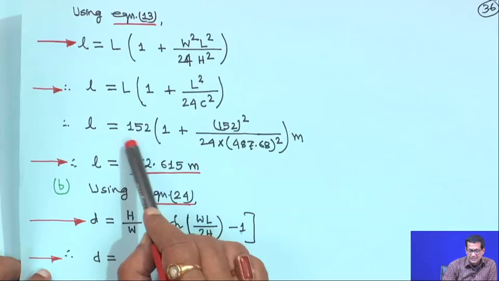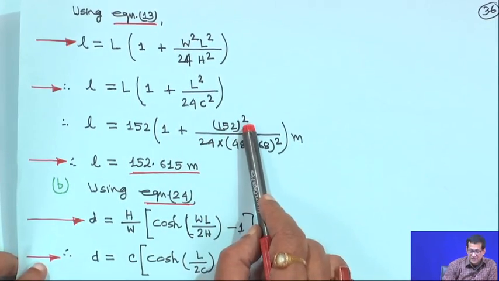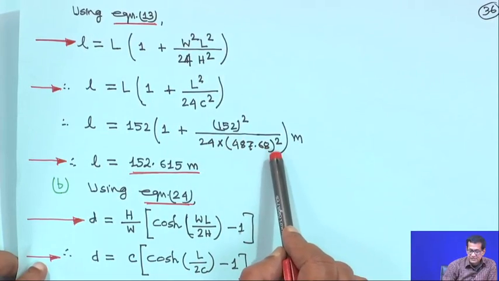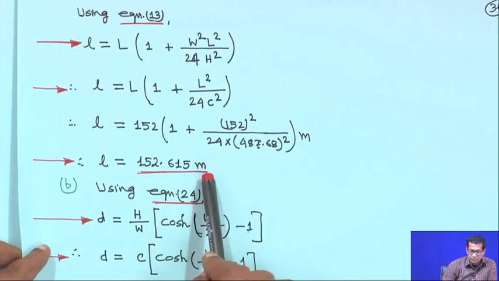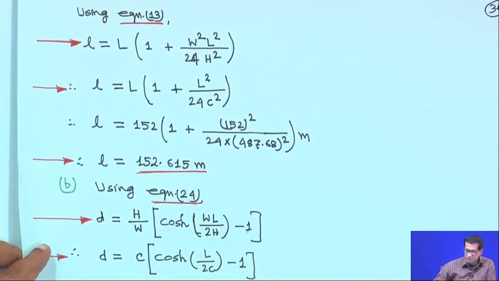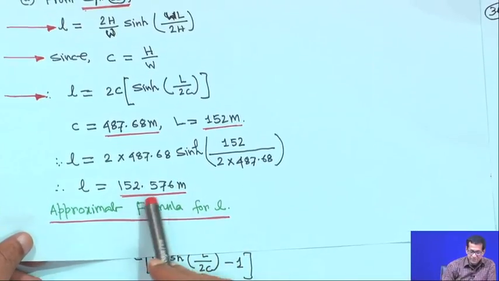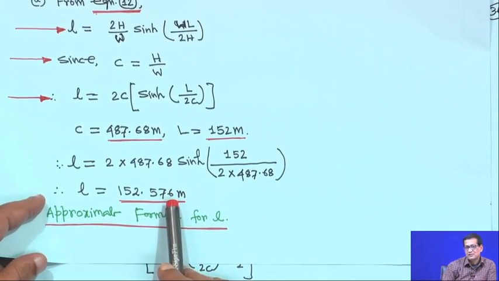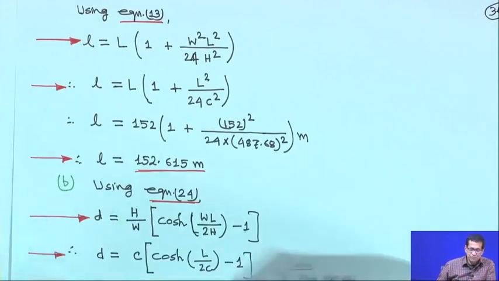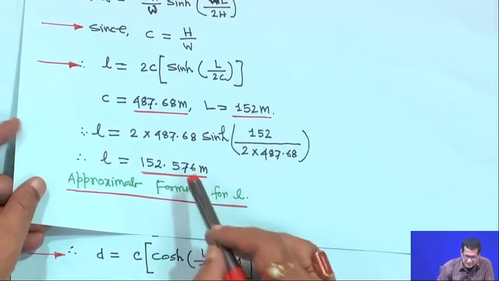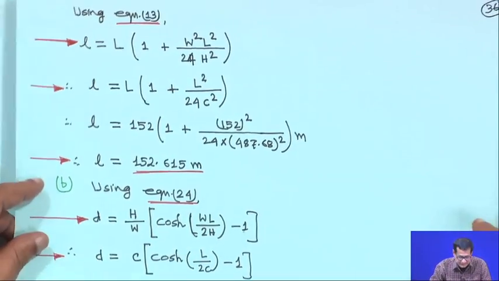So, capital L is given: horizontal distance 152, and it is 1 plus 152 square divided by 24 into 487.68 whole square meter. So, if you see, L is equal to 152.615. This is the approximate formula. The exact one we got using sin hyperbolic was 152.576. So, it is not much difference with the approximate formula. Initially I told you that the maximum error will be 2%, right.